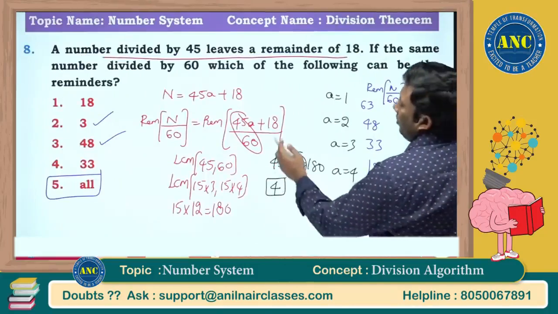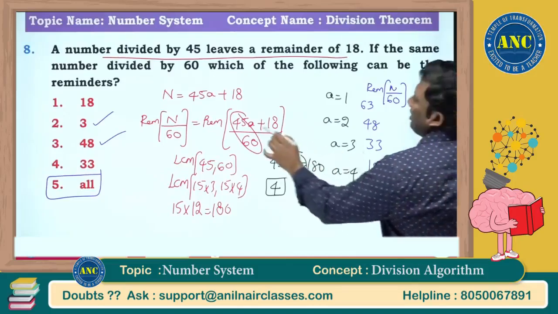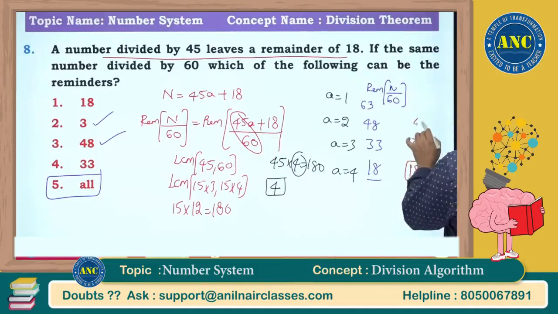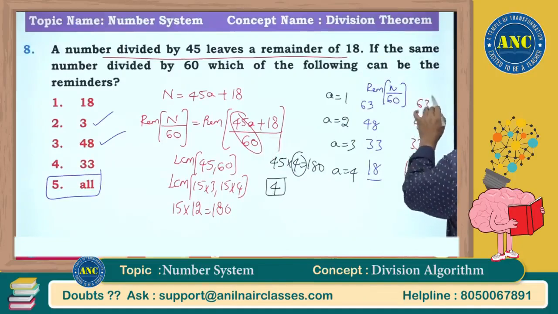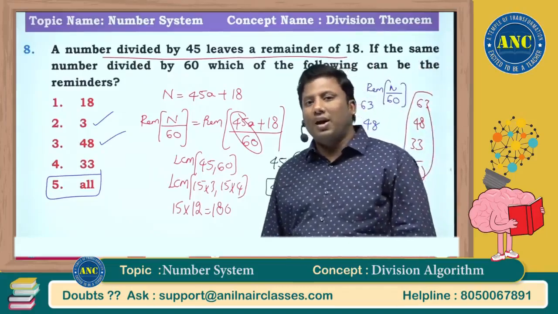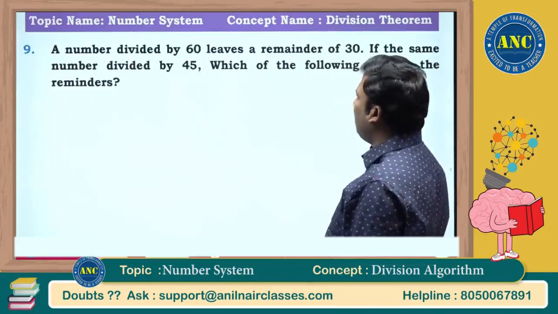Suppose the lowest possible remainder is 18. What is the HCF of 45, 60? 15. Add 15, add 15, add 15. Idea clear? You don't need to substitute values and divide. By taking the HCF, you will get all the other possible values.